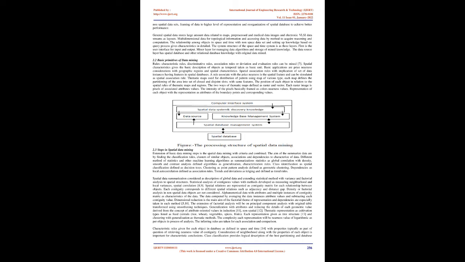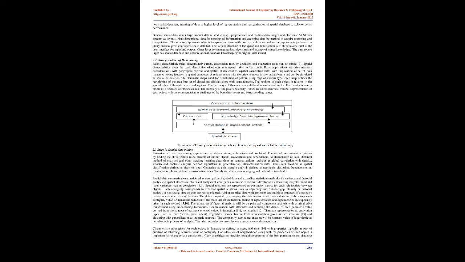2.3 Steps in spatial data mining. Spatial data mining is an extension of the basic data mining steps, with criteria combined. The aim of the summarized data is to find classification rules, clusters of similar objects, associations, and dependencies to characterize the data. Different statistical methods and machine learning algorithms are used, such as summarization statistics as global correlation with density, smooth and contrast analysis, defined as algorithms such as generalization and characterization rules.